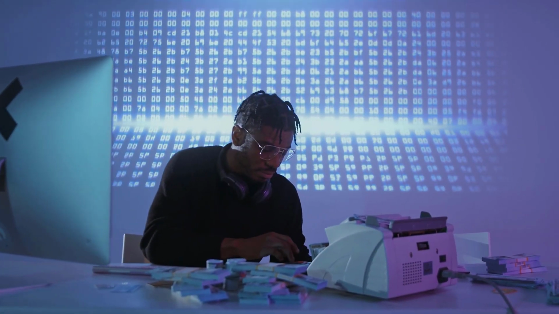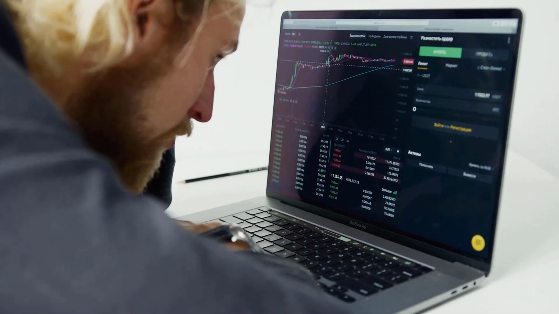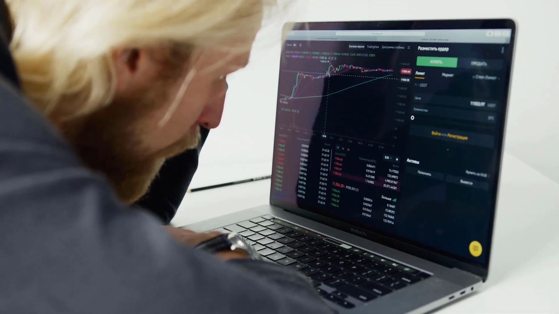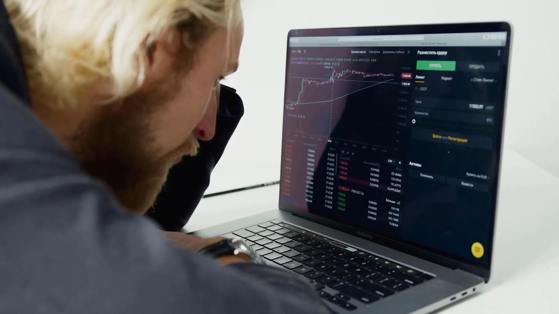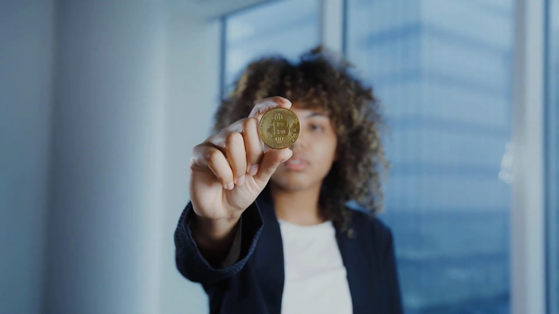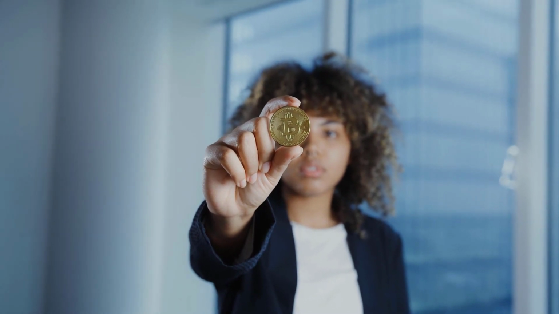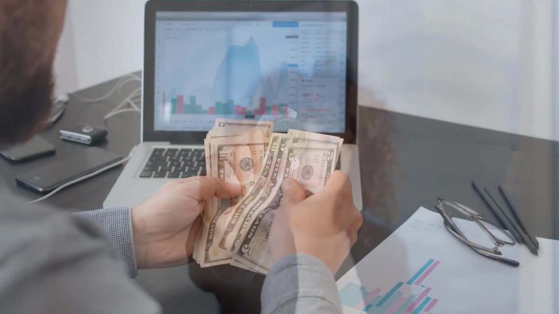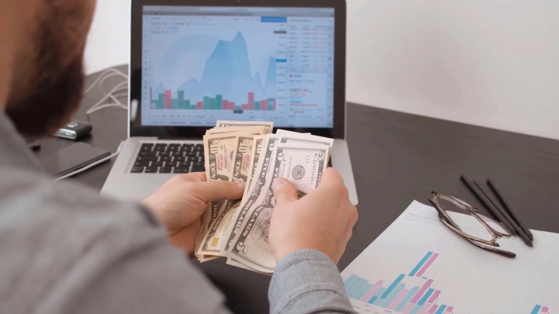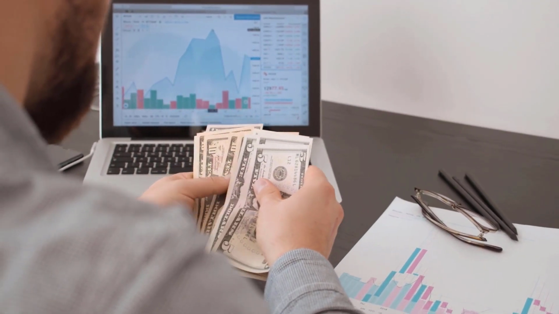Uniswap price prediction for April 2024. First of all price at $6.27. Maximum price $7.78. Minimum price $6.27. The average for the month $6.90. Uniswap price forecast at the month's end $7.27. Change for April 15.9%.